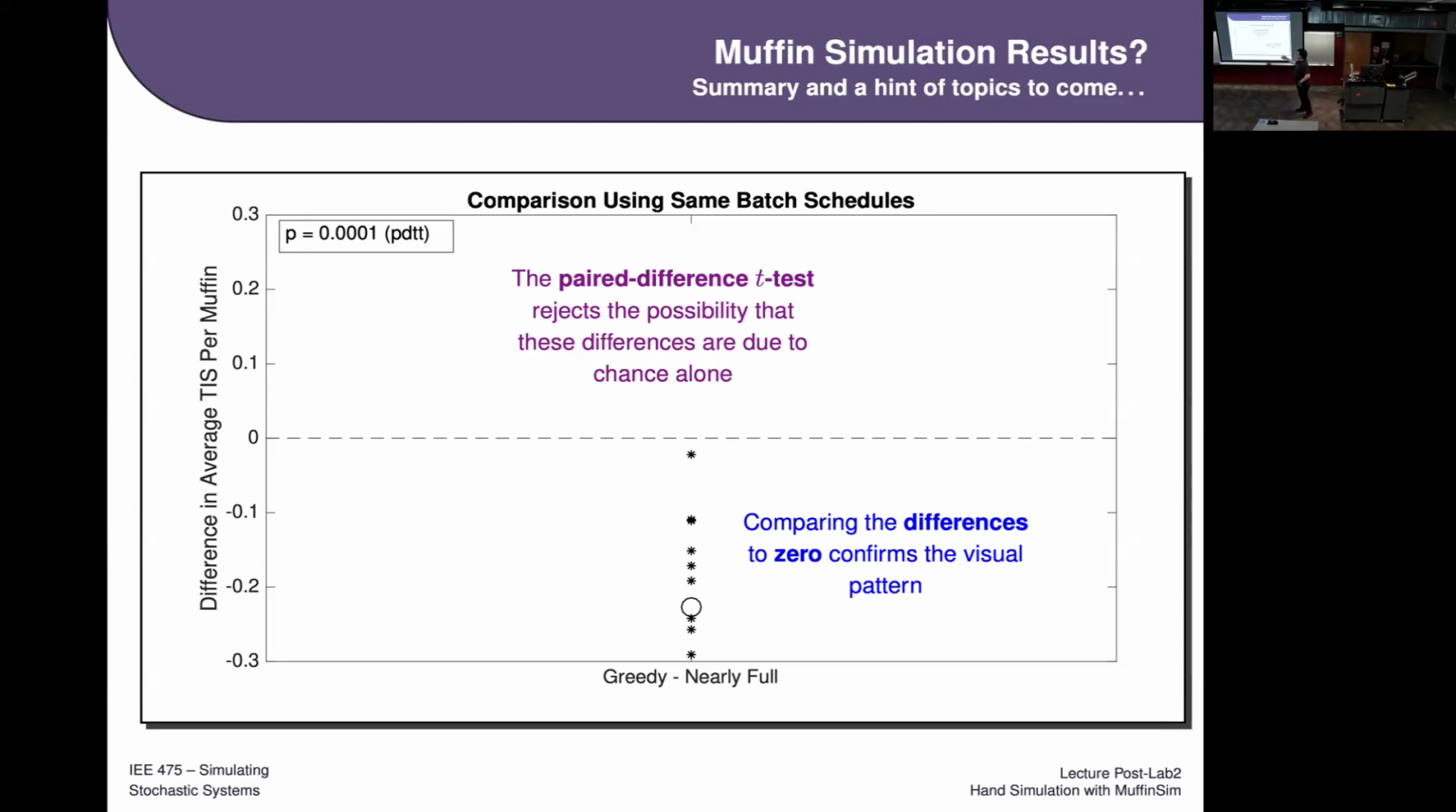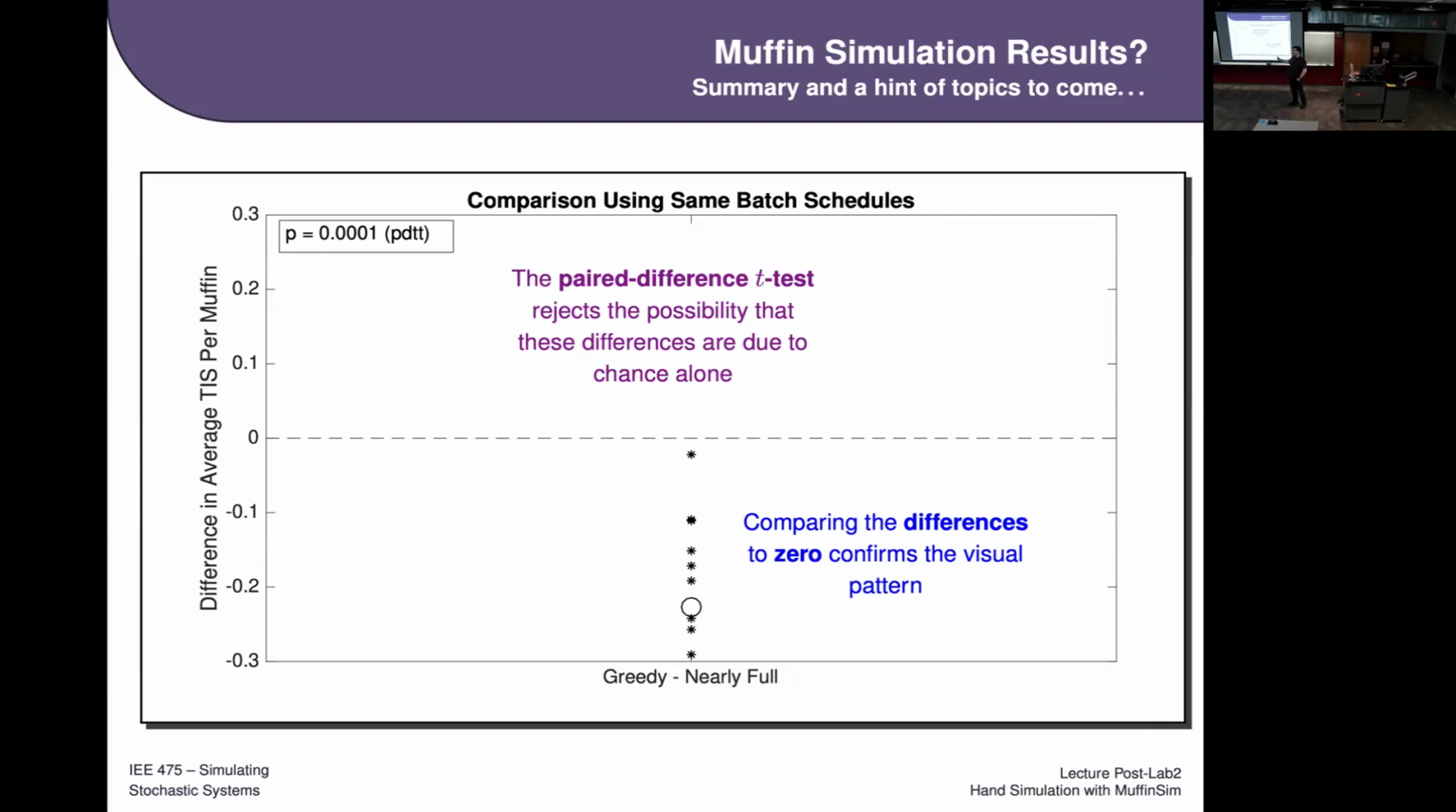So that is why we block: it allows us to zoom in on these effects. Things that had a little bit of overlap and uncertainty initially, because we had a blocked design, there is really no uncertainty here. It's pretty darn clear that across a wide range of muffin schedules, greedy is better.